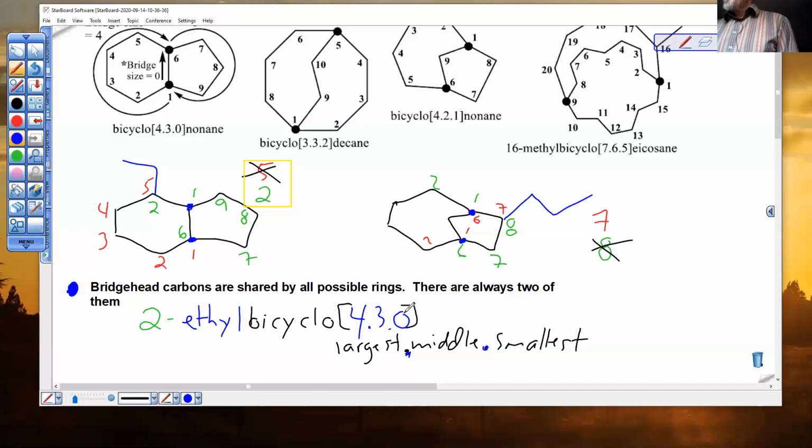And this may surprise you. The name ends with nonane. I knew that without even counting the carbons. I do it this way to verify that I did the rules right. 4 plus 3 plus 0 is 7, and the dots each are 1 carbon. They're called the bridgeheads. 8, 9. Nice. So 2-ethyl bicyclo 430 nonane. And there's the bicyclo 430 nonane because there's no group on it.